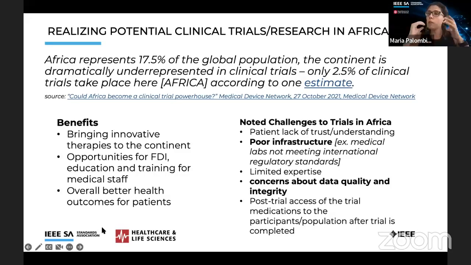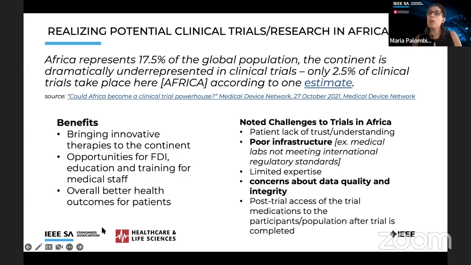There's many obviously benefits in clinical trials. There's a lot of challenges with clinical trials, but benefits, we think about bringing innovative therapies to the continent, opening the opportunities for foreign direct investment, so partnerships with global research institutions coming to Africa, and then just overall better health outcomes for patients. A lot of times it's well known that clinical trials end up being the last resort for either terminal illnesses or for just better quality of life therapeutics.